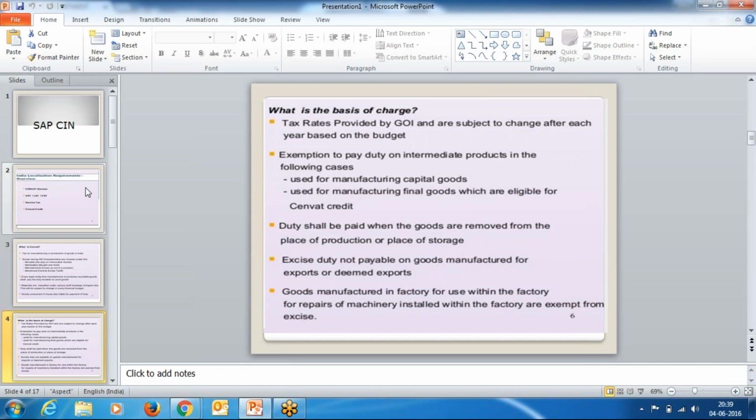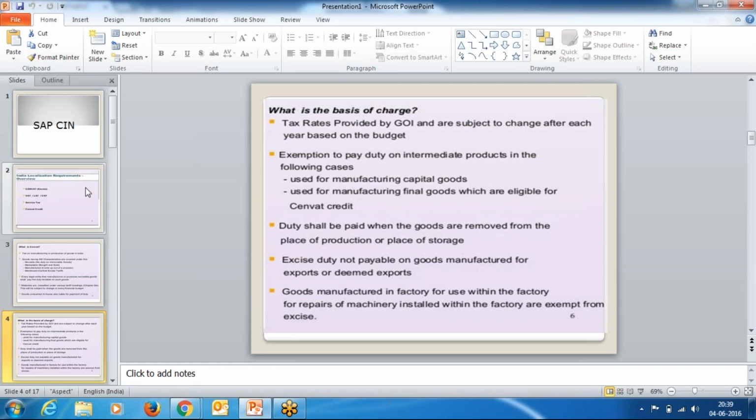What is the basis of duty? What are the basis of charges which the government applies? It is a statutory requirement: the tax rate is provided by the Government of India and is subject to change after each year or maybe in between. Like you must have heard that the Government of India has included the Swachh Bharat cess, and recently from 1st June they included the Krishi Kalyan cess. These are cesses; there are different cesses.